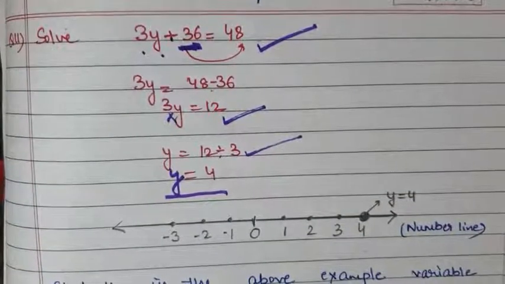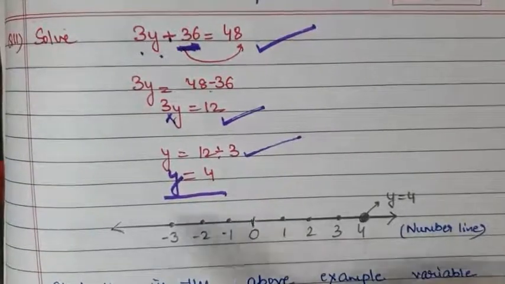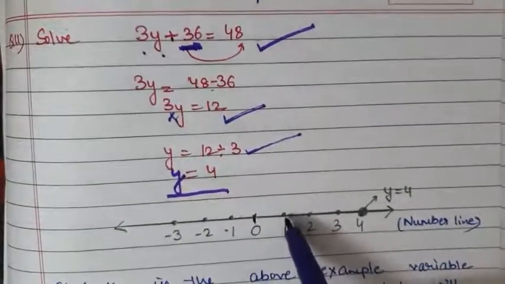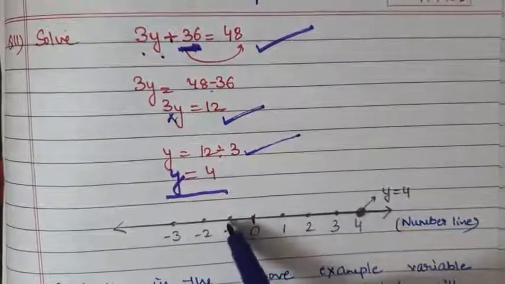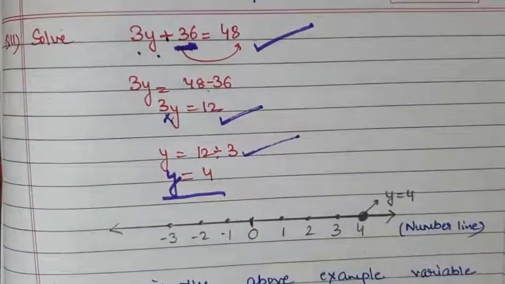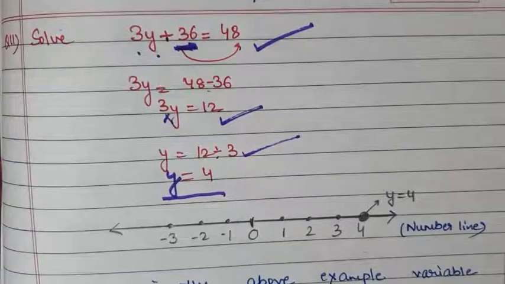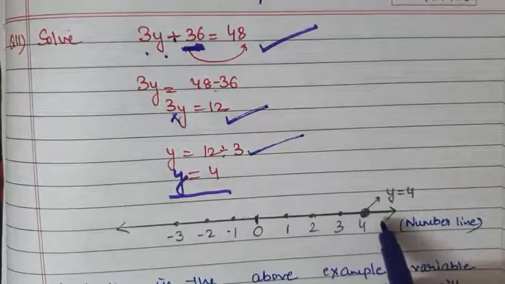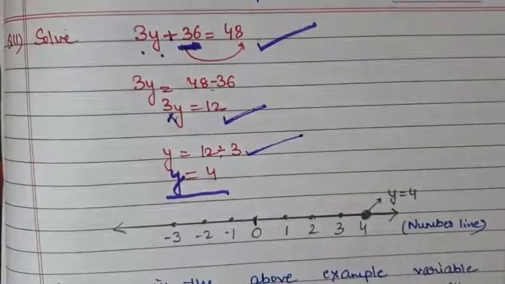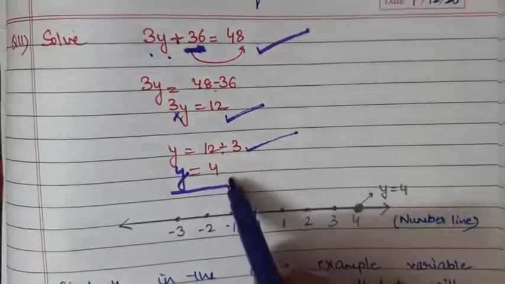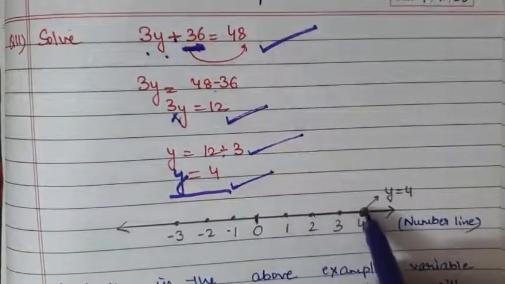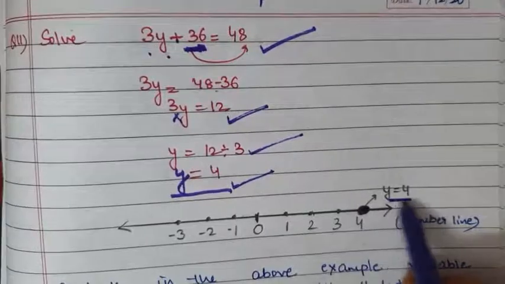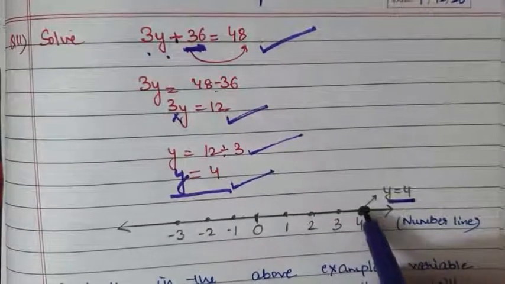So let us represent it graphically. You will draw the number line. Put 0, then 1, 2, 3, 4, minus 1, minus 2, minus 3. Students, keep this thing in mind that the distance between each consecutive numbers should be same. So now y is equals to 4 here. So where is y is equals to 4? Yes, it is here. So y is equals to 4 we have represented here.